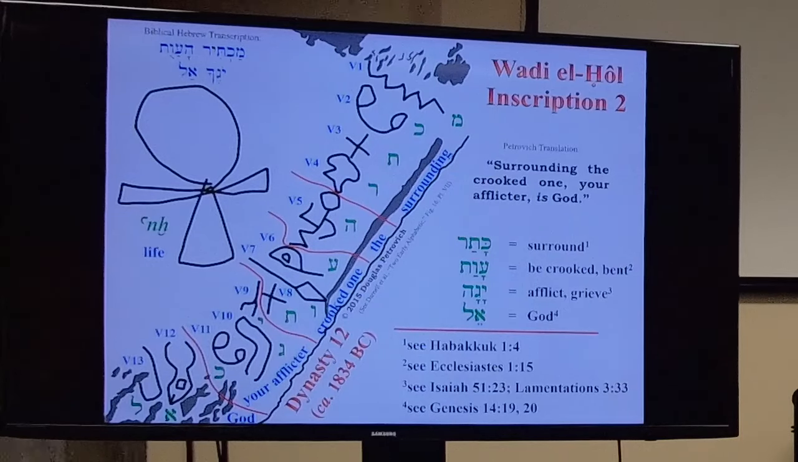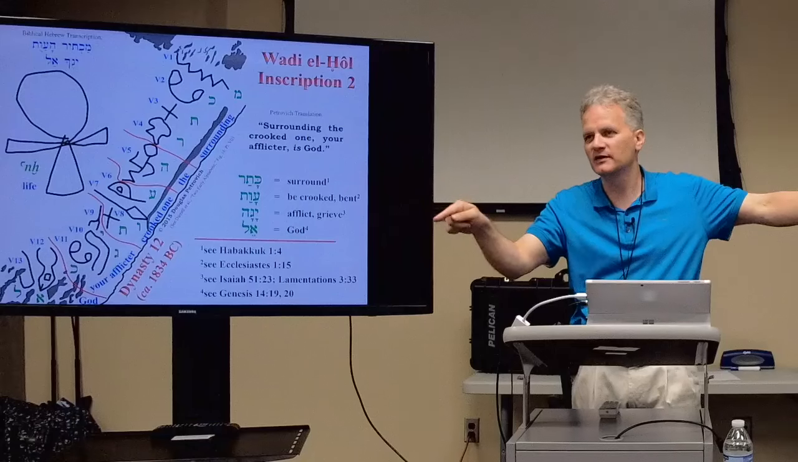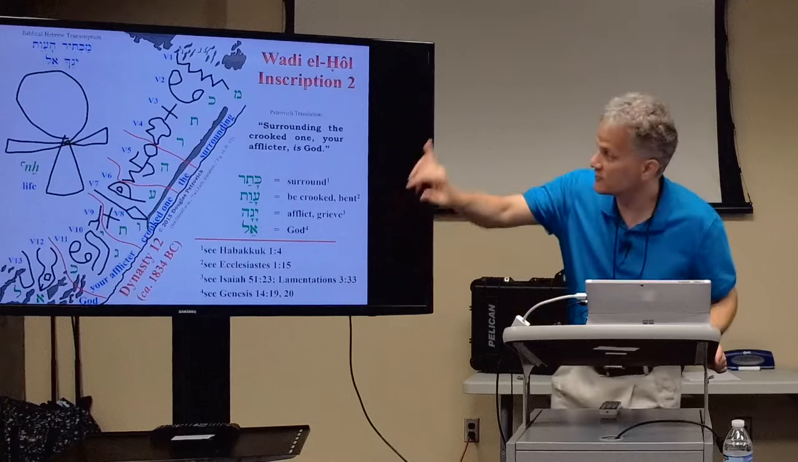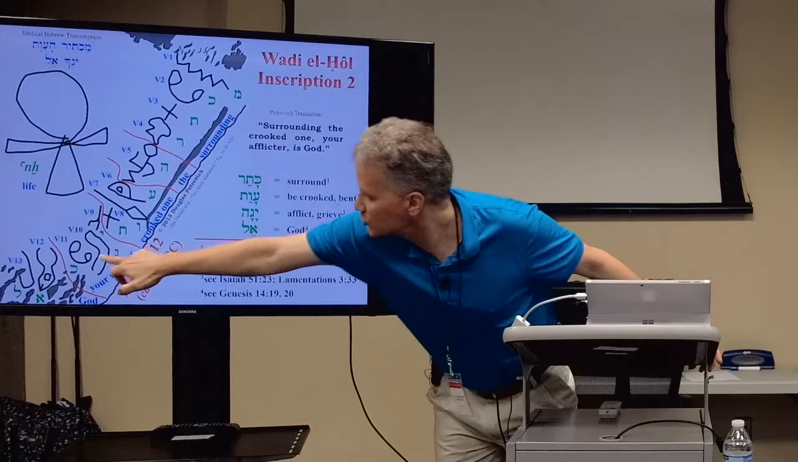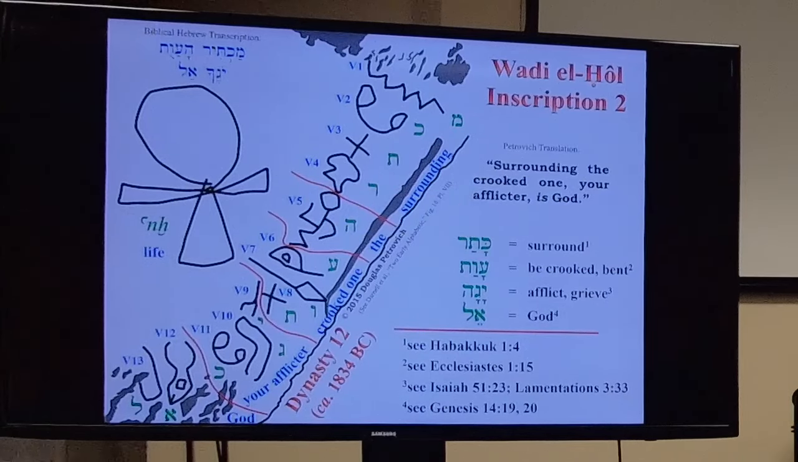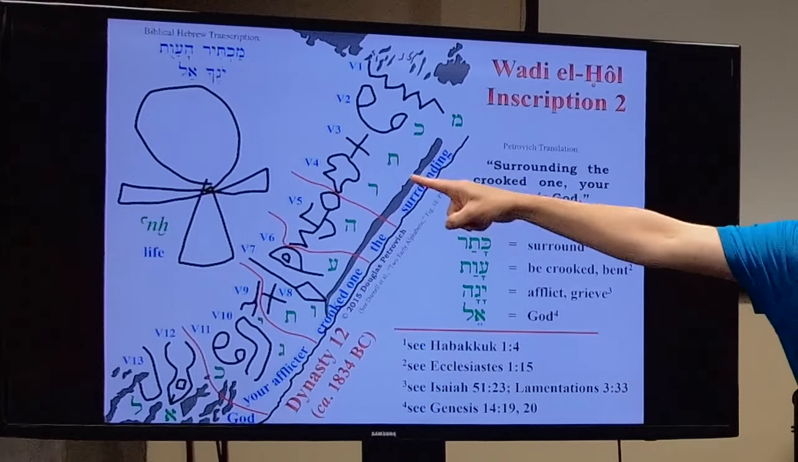Right? Why? Because, read it here, surrounding the crooked one, that person who is stealing your pots and breaking others among them, surrounding that crooked person, your afflictor, he's afflicting you through this. Surrounding that person is God. You know what God's like? He's like a boa constrictor. And this is why the text is written to wrap around that hieroglyph, which is iconographically used there to represent life. That's the Ankh sign. It means life. And I think that means the life of the crooked person.